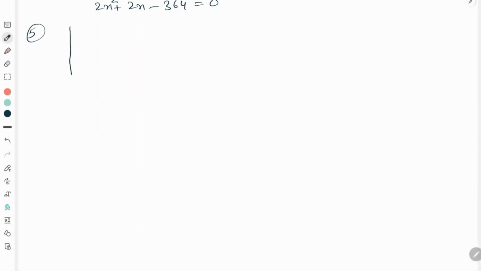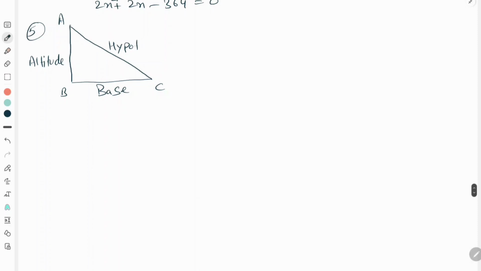So let's draw right angle triangle ABC, where BC is base, AB is altitude, and AC is hypotenuse. So now the question is saying that the altitude of a right triangle AB is equal to 7 centimeter less than its base. So AB is equal to BC minus 7.